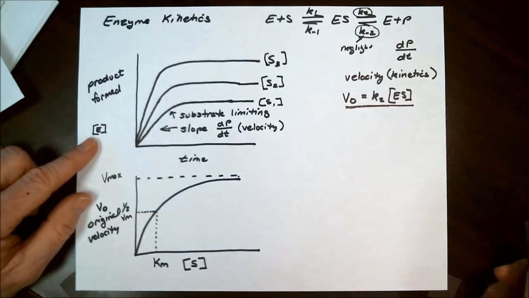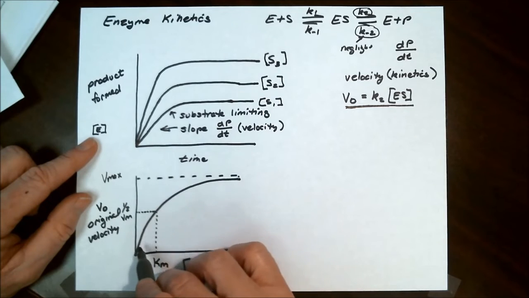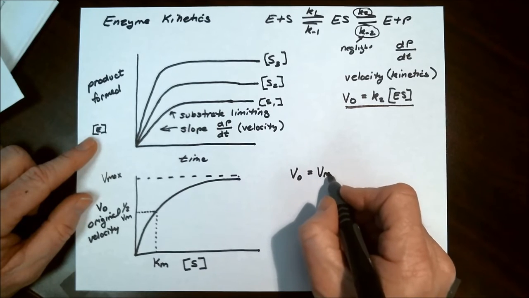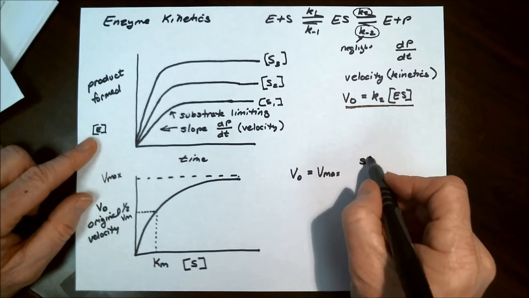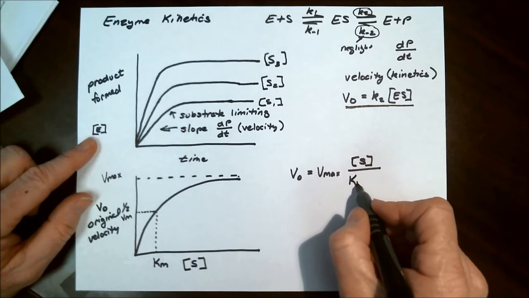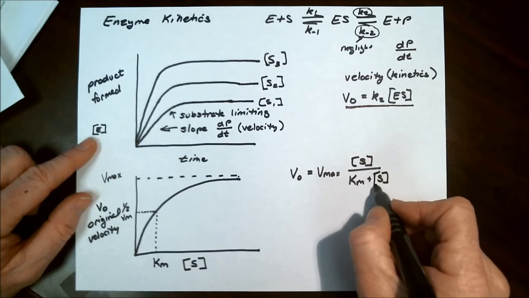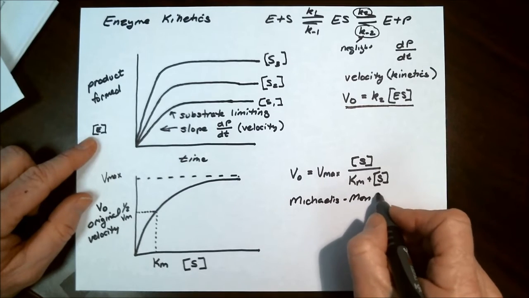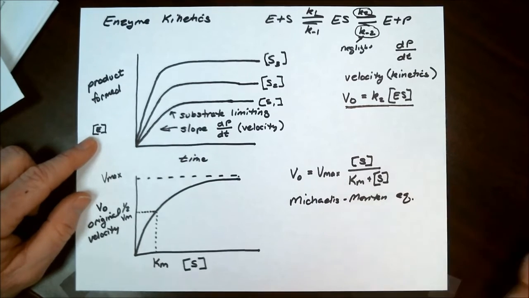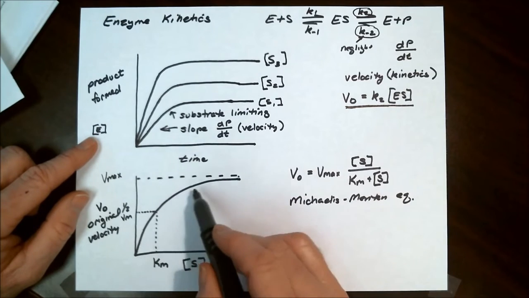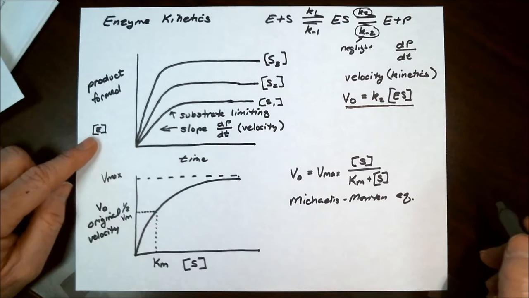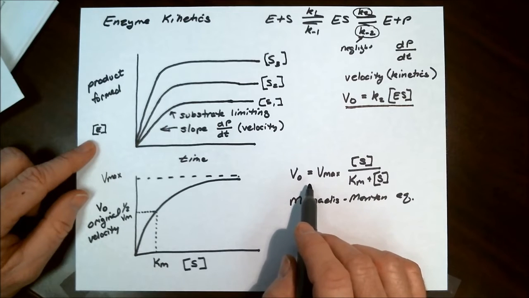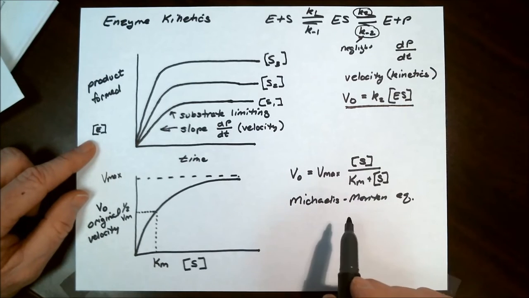Now, what are these factors? Well, if we do an algebraic interpretation of this graph, we come up with a very familiar biochemical equation. This is called the Michaelis Menten equation. And simply, this equation defines this hyperbolic line. Now, why is this important? Well, what this determines is that the velocity of an enzyme is dependent on the substrate concentration.